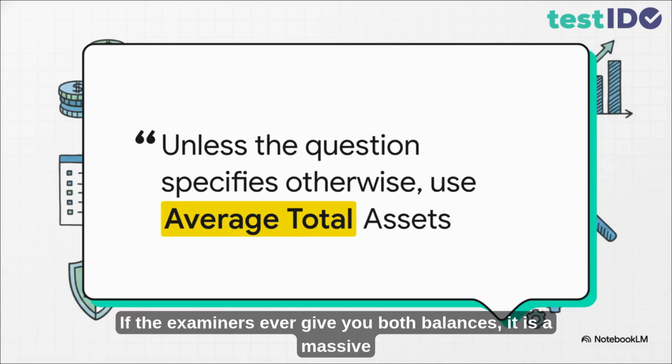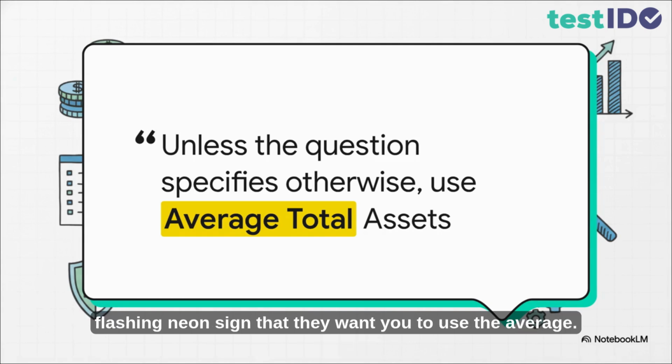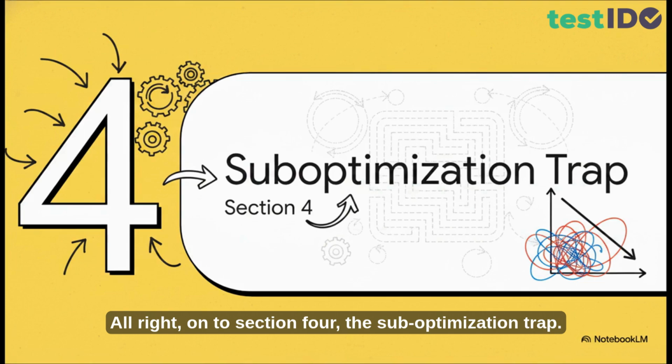Seriously, write that down. If the examiners ever give you both balances, it is a massive, flashing neon sign that they want you to use the average. All right, on to Section 4, the sub-optimization trap.